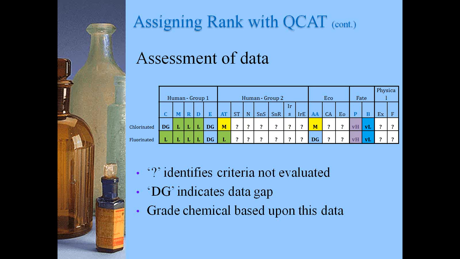I should comment that we did include all of the things that are not part of Green Screen, that we do not look at, and there's some discussion on whether or not we should keep that in or eliminate it, so that might change down the road. And DG also identifies a data gap. So you looked at all of the information that's in QCAT, and you couldn't find any information to fill in that box, so you just identify it as a data gap.